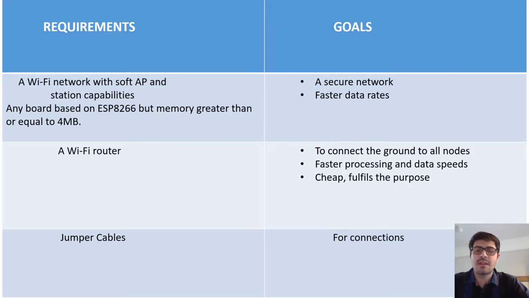To route the data to different APs, or different access points or clients, we require a Wi-Fi router, which serves the goal of connecting the ground to all nodes. It gives faster processing and data speeds. It should be cheap and fulfill the purpose. And to connect all the communication between the battery or any microcontroller and your Wi-Fi module, we require jumper cables for the connections.